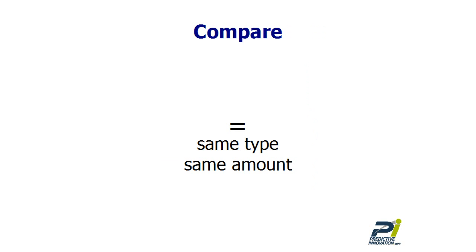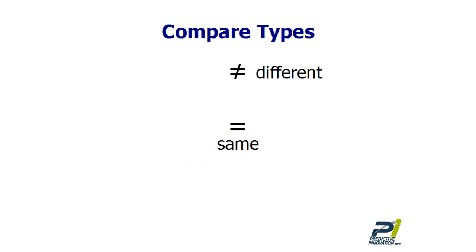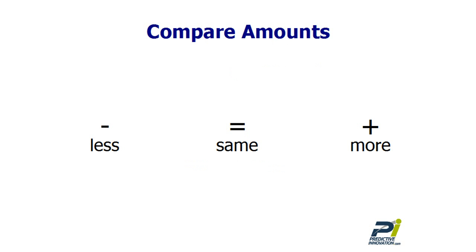So when we compare things, we say they are equal when they are both the same type and the same amount. The first way things can be different is a different type. That's not equal. If something is the same type, the amount can be different. Amounts can either be more or less. These are the basic results of comparison, but there are two more.